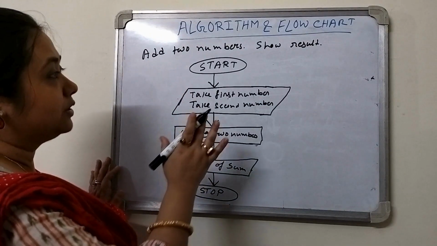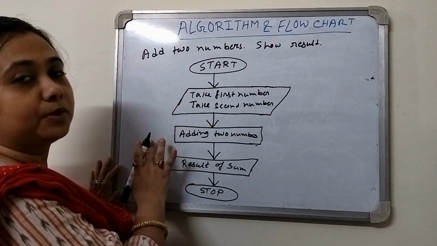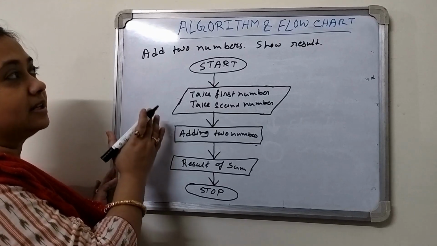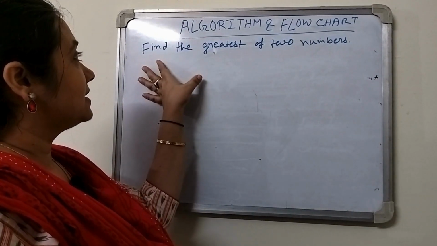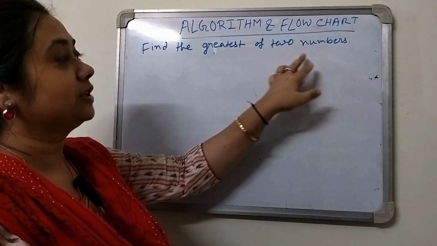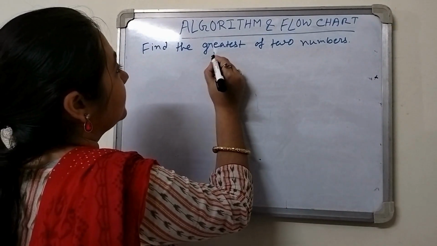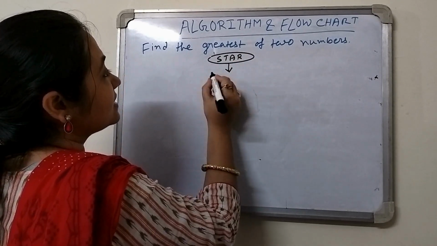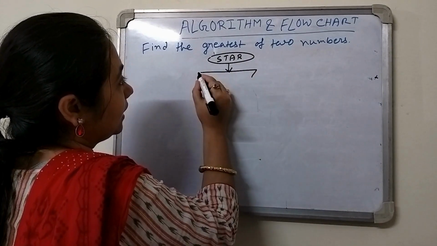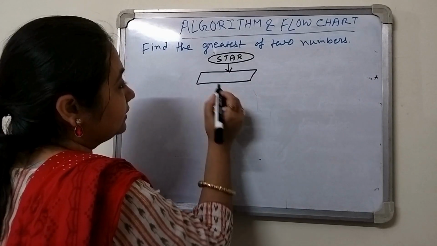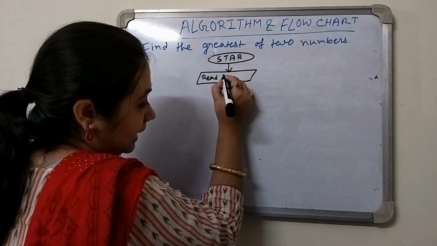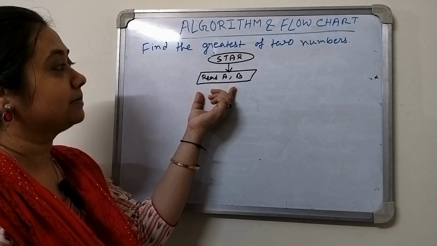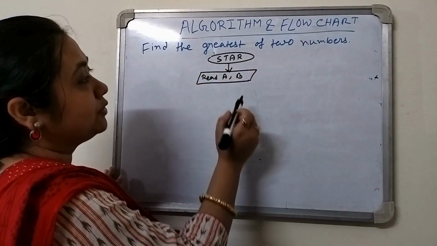So I think with the help of this you can do any program in the computer. Now we are taking a second example to clear the flowchart. This is the flowchart to find the greatest of two numbers. At first we write down the start. Now what will be the second step? That is the input. Suppose we read A and B, that means we are inputting two numbers A and B, because we have to find the greatest of two numbers.